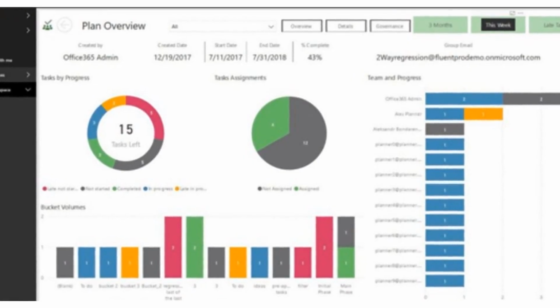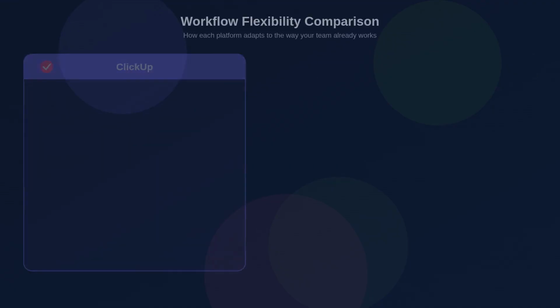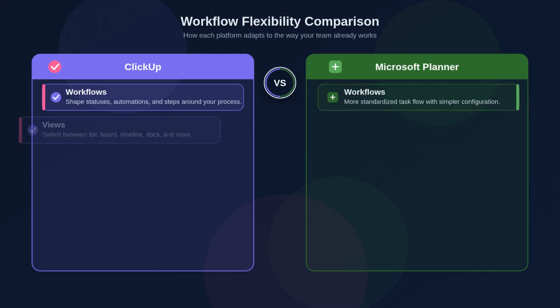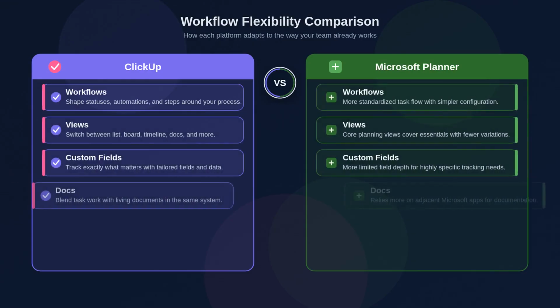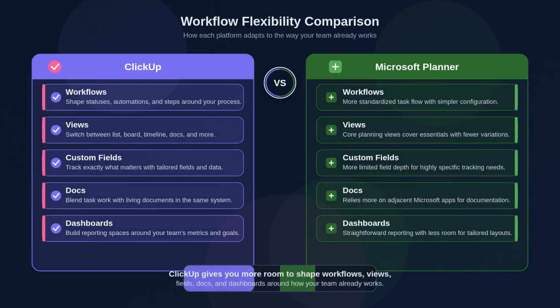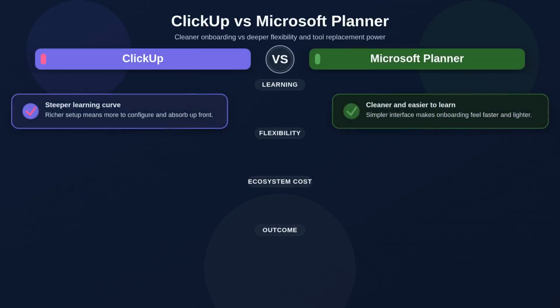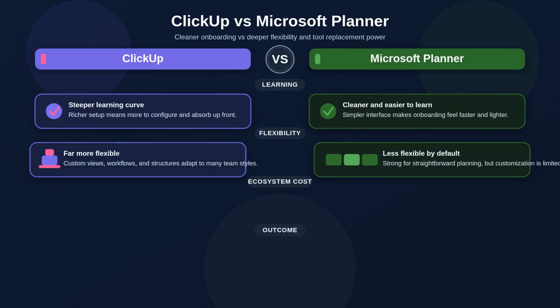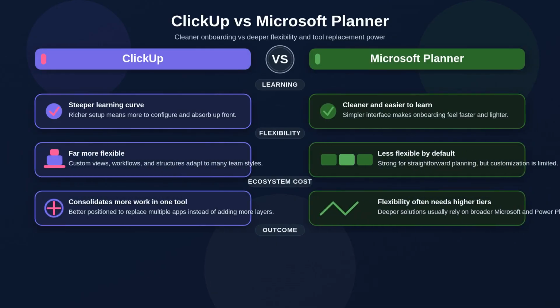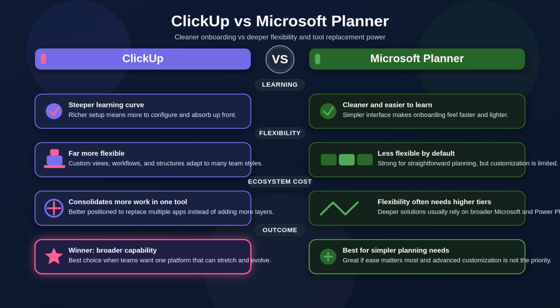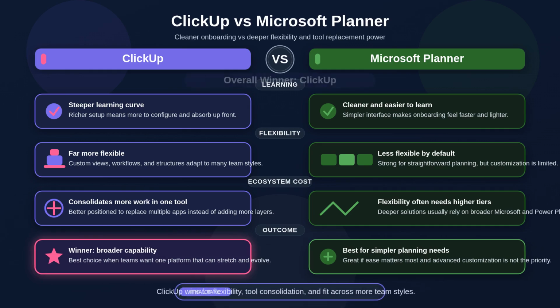First, customization and overall scope. ClickUp gives you way more room to shape workflows, views, fields, docs, and dashboards around how your team already works. Microsoft Planner is cleaner and easier to learn, but it is far less flexible unless you climb into higher Microsoft tiers and broader Power Platform setup. Winner is ClickUp because it can replace more tools and adapt to more team styles.